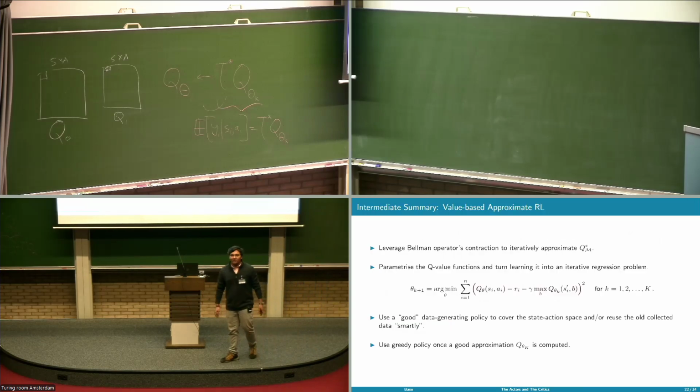Okay, so now we can reach the intermediate summary. We leverage the Bellman operator contraction to iteratively approximate the optimal Q function. We turn Q function learning into a regression problem where we keep iterating, using the previous iterate of the Q value and solving a regression to get the next parameter value. We have to use a good data generating policy that covers the state-action space, or at least reuse the old data smartly. This part we have not talked about, but you can look into the literature for this, or we can give you material. And then use the greedy policy once your estimate is done. So that's simply most of the idea.